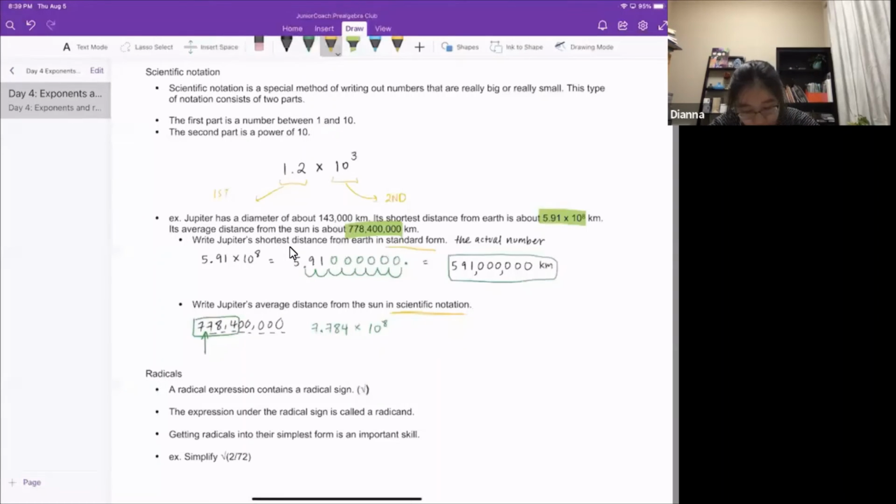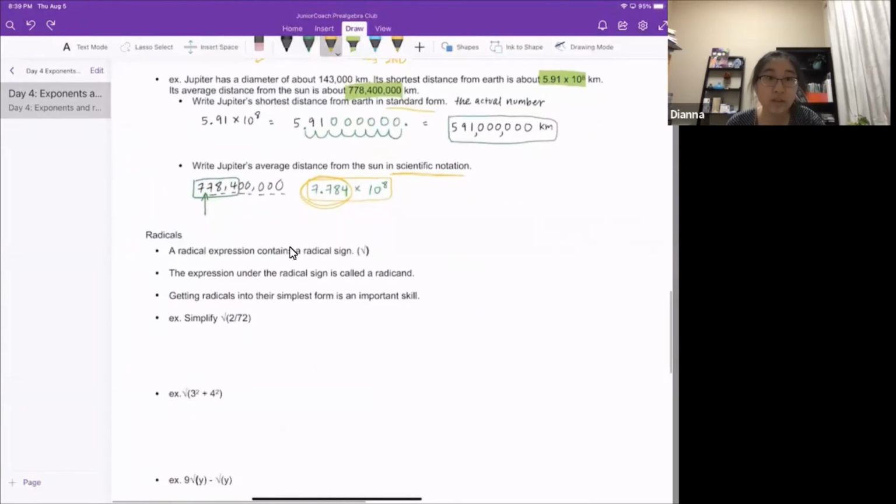And so that was a really easy way to do it. You just choose the number from these numbers that aren't 0. I say, oh, well, I can put my decimal point starting here because that makes a number that is going to be between 1 and 10. Then I count the number of places I had to move to the right in order to get to my original number.